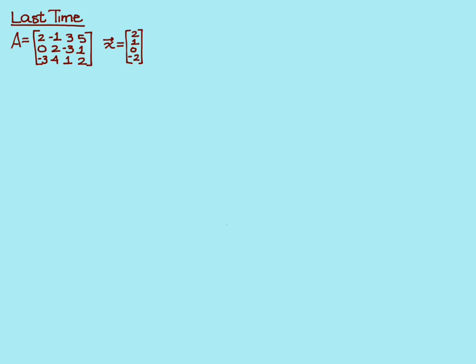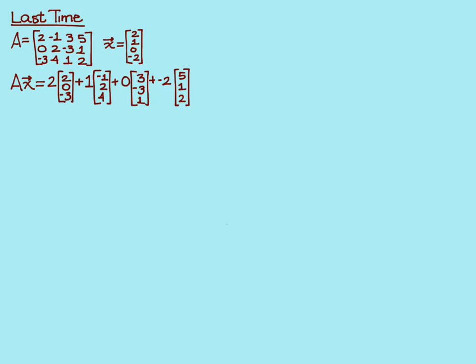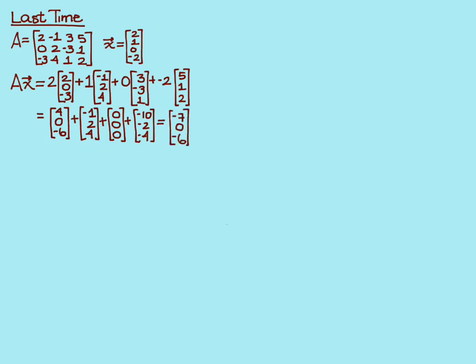Last time we talked about how we would multiply a matrix by a vector. So if the matrix A is 2, negative 1, 3, 5, 0, 2, negative 3, 1, negative 3, 4, 1, 2, and the vector x is 2, 1, 0, negative 2, then we saw that we could multiply A times x by taking the first entry in x and multiplying it by the first column of A, and then adding to that the second entry in x by the second column in A, and adding to that the third entry in x by the third column in A, and the fourth entry in x to the fourth column in A. When we do this, we end up with the vector negative 7, 0, negative 6.